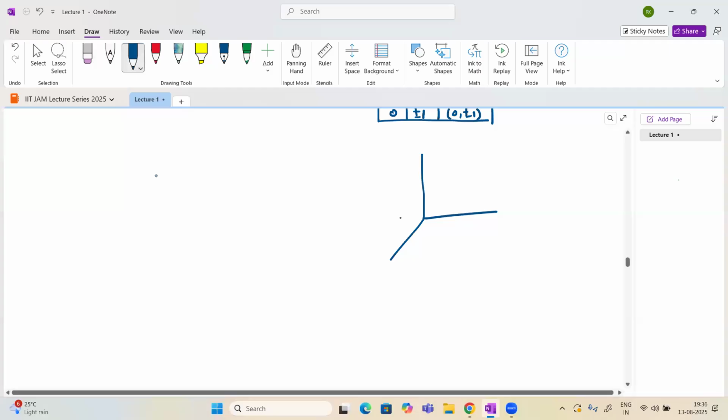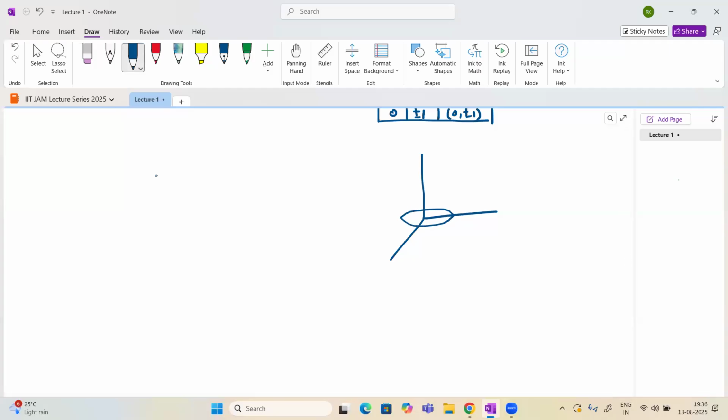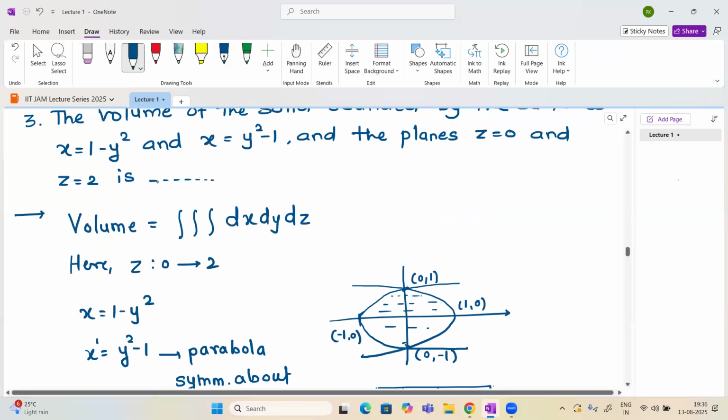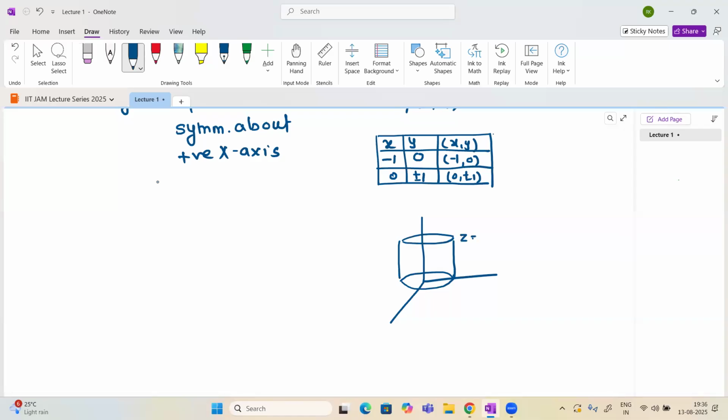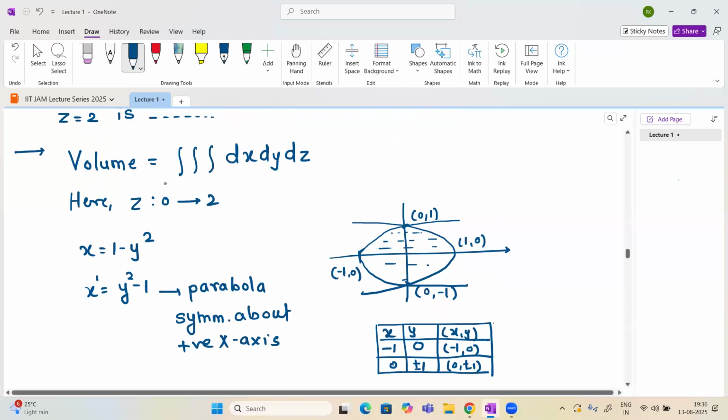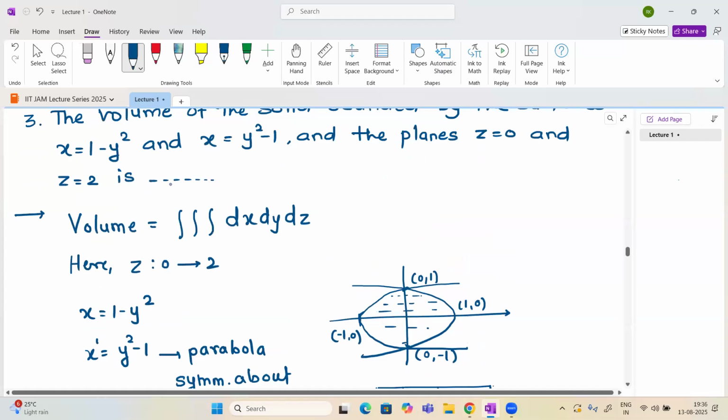Okay. So in the XY plane, we are getting the region like this, which looks like an ellipse. And z varies from 0 to 2. That means we get this kind of cylinder. Understood? Here z is equal to 2 and here z is equal to 0. If you don't know the figure in 3D, no problem. You can solve this problem.